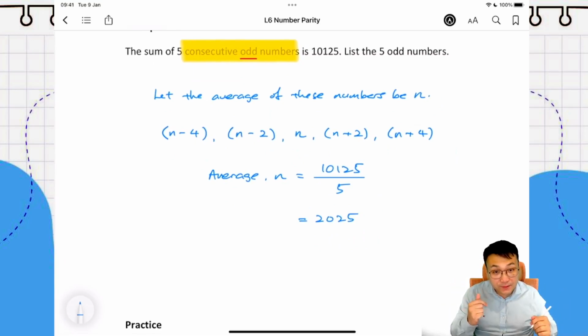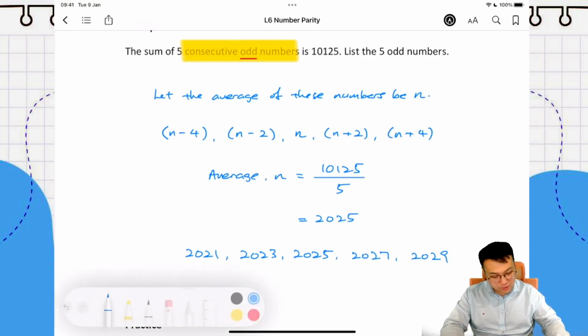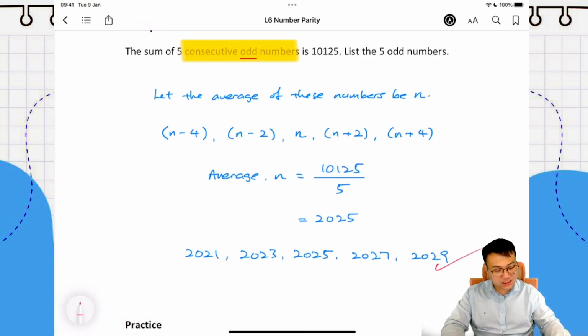So what are the 5 numbers? N minus 4 is 2021. N minus 2 is 2023. The middle number is 2025. Then 2027. And finally 2029. There you go. These are the 5 numbers. And they are all odd numbers. And they are all consecutive, one after another. Okay?